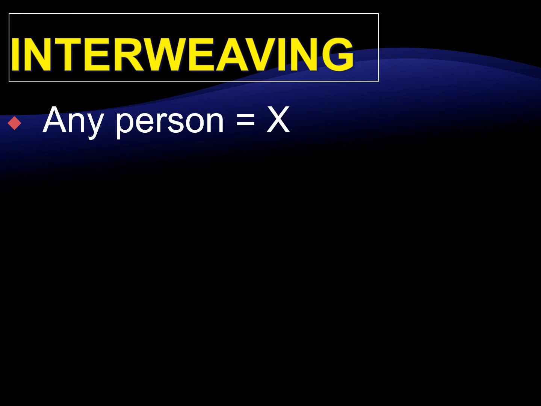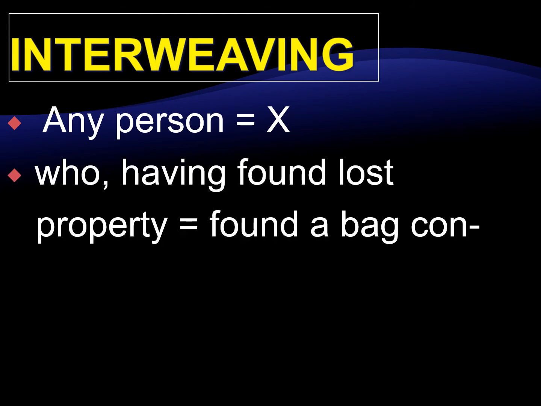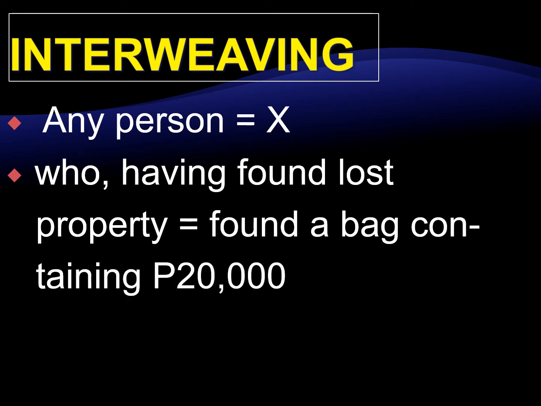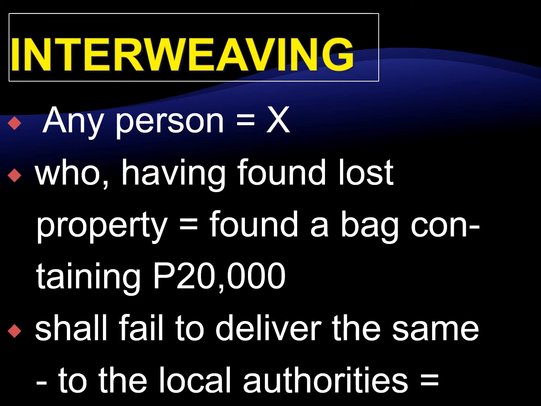The legal element is any person. Factual equivalent: X. Who, having found lost property, legal element. Factual equivalent: found a bag containing 20,000 pesos. Now, shall fail to deliver the same to the local authorities. That's another legal element. And what is the factual equivalent?